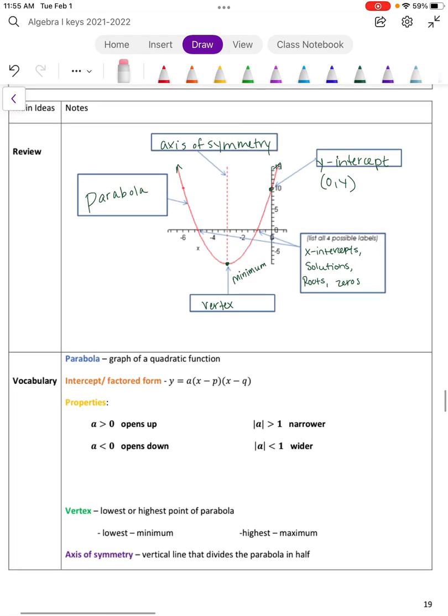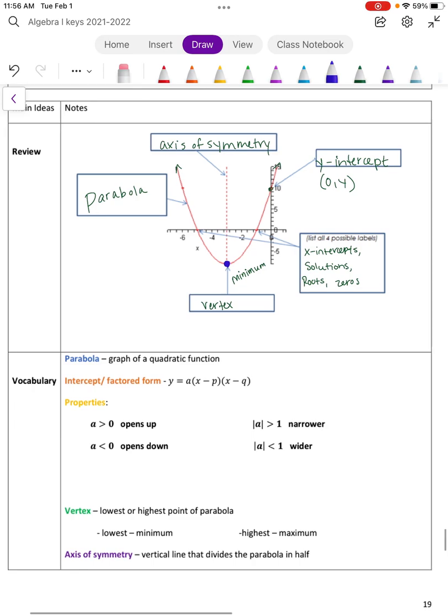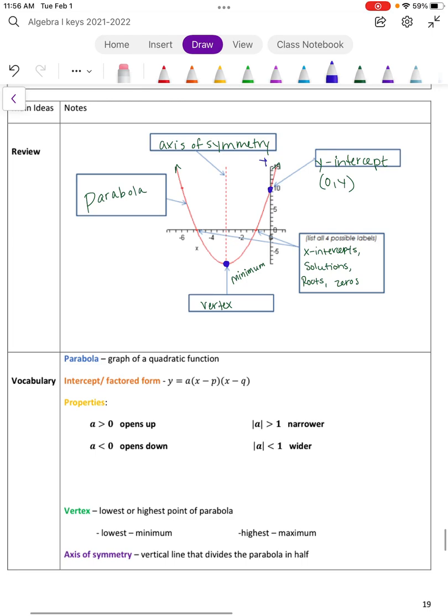Our parabola is what we call the graph of a quadratic. Our axis of symmetry cuts our parabola in half. Our vertex is that minimum or maximum point of our parabola. It's the very center of our parabola. This happens to be a minimum since it's the lowest point. Our y-intercept is where our parabola crosses the y-axis. And then our x-intercepts are the same as our solutions, our roots, and our zeros. So when we solve for x, we're really finding our x-intercepts.